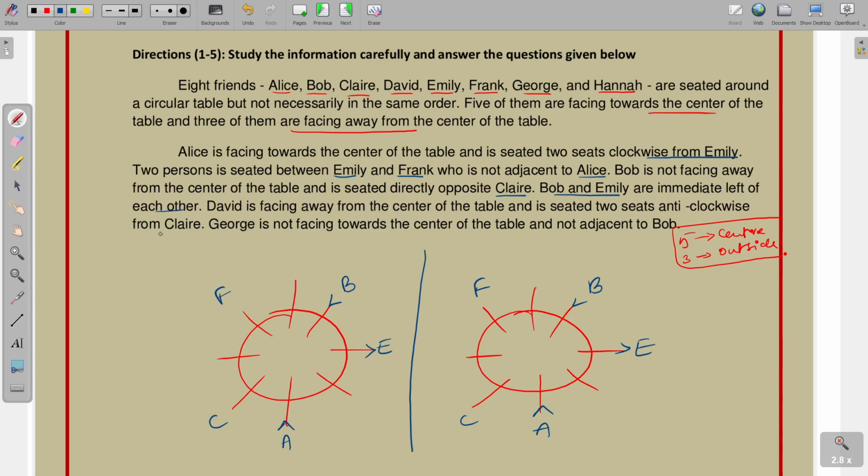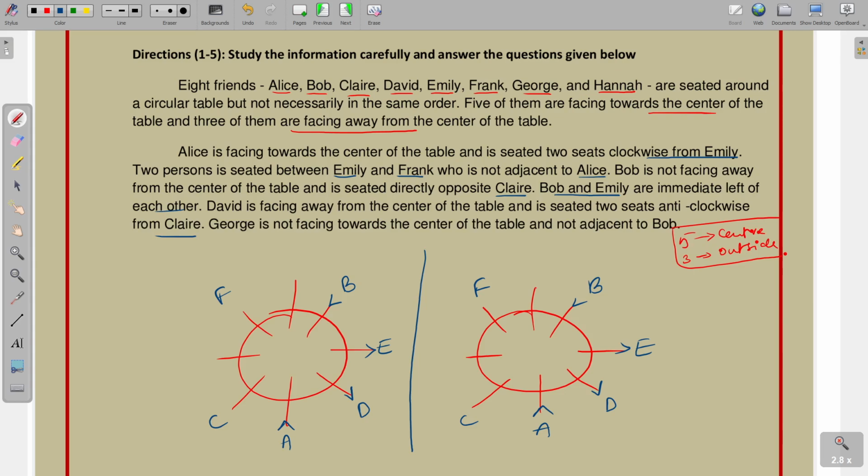Next, D is facing away from the center of the table and is seated 2 seats anti-clockwise from Claire. Okay, D is facing outside. So D is facing outside, and what is the next condition here? D is facing away from the center of the table, seated 2 seats anti-clockwise from C. So see, here D is not coming here. So if placing D here, D is outside. Next again same, D is outside and 2 seats anti-clockwise from C.